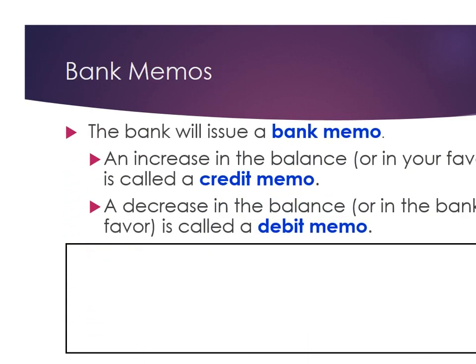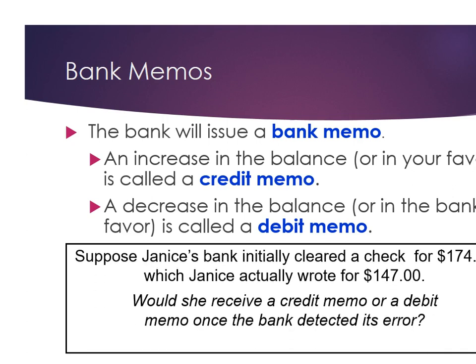So the bank issues what's called a bank memo, and since credit is increasing your account and debit is decreasing your account, they'll issue you either a credit memo or a debit memo depending on what you're doing to your account. So suppose Janice's bank initially cleared a check for $174, but Janice actually wrote the check for $147. So is she going to receive a credit memo or a debit memo once the bank detected its error? The answer is a credit memo, because that will be increasing her account.